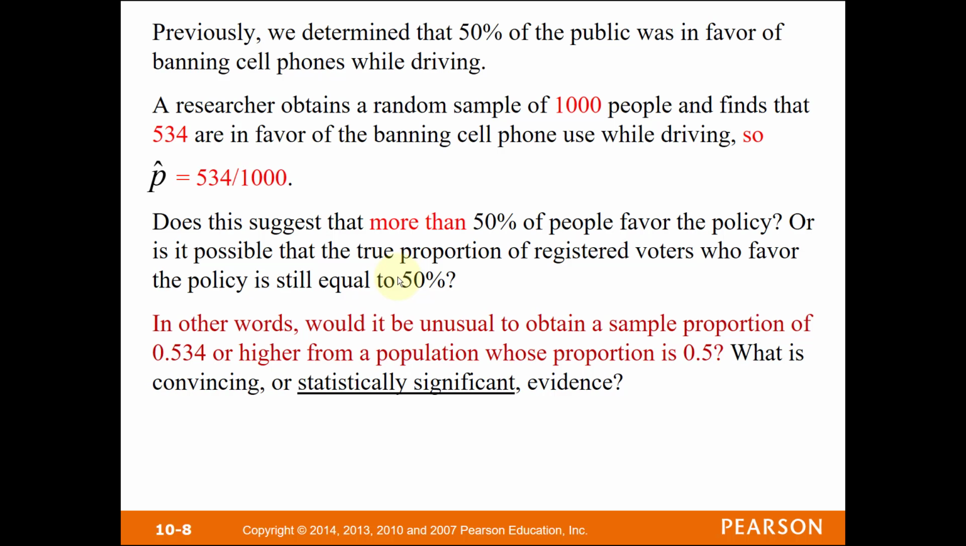In other words, would it be unusual to obtain a sample proportion of 53.4% or higher from a population whose proportion is 50%? What would be convincing evidence to cause us to believe that the new proportion is higher?